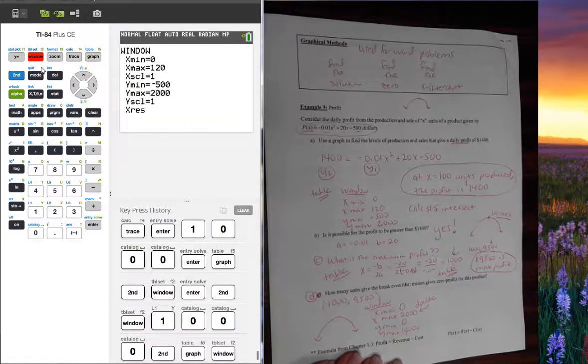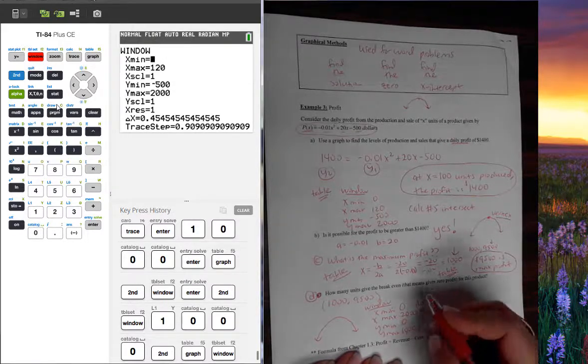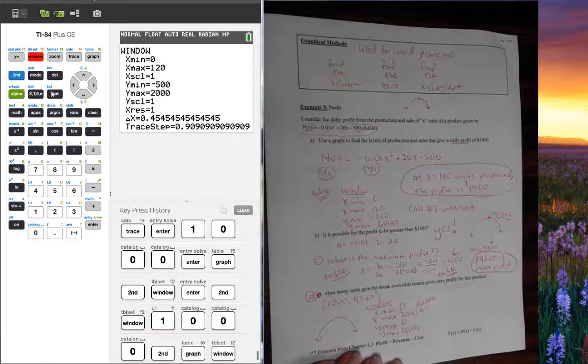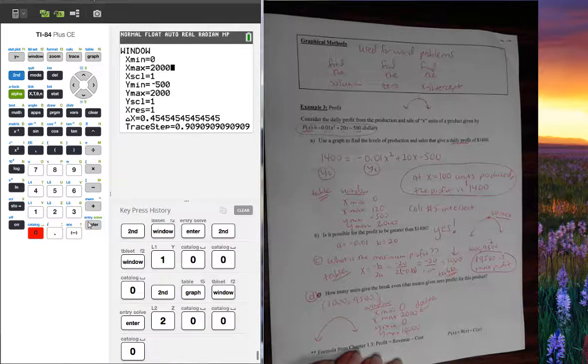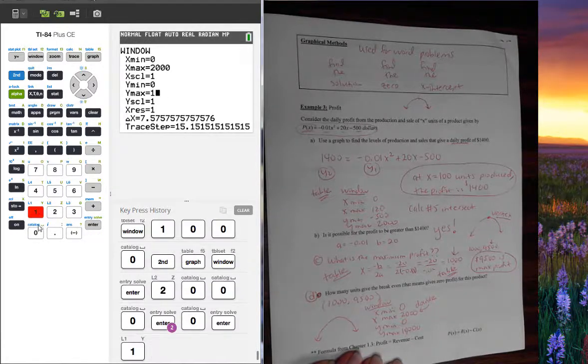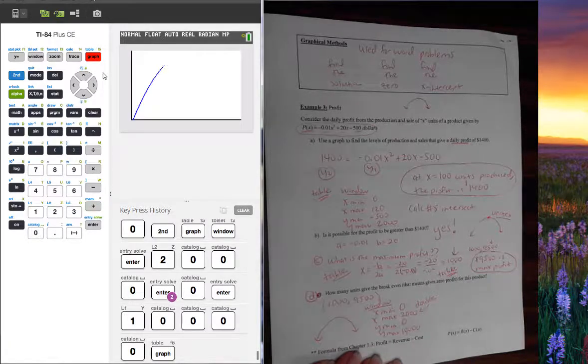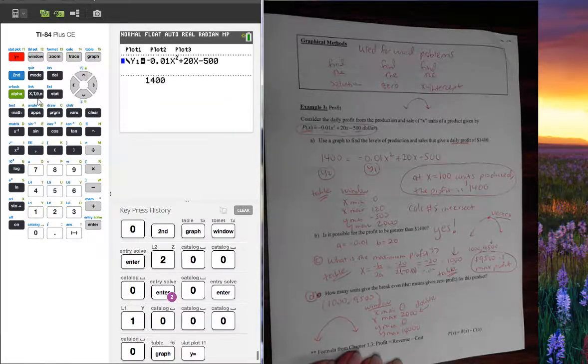And that should show us a complete graph. I might go a little bit more than 2,000. No, that'll be fine. Window, let's do 0, 2,000, 0, 10,000. Now there's our profit. And so down here, I can take that other one out. That other one was where the profit was 1,400. I can clear that one out. I don't need it.